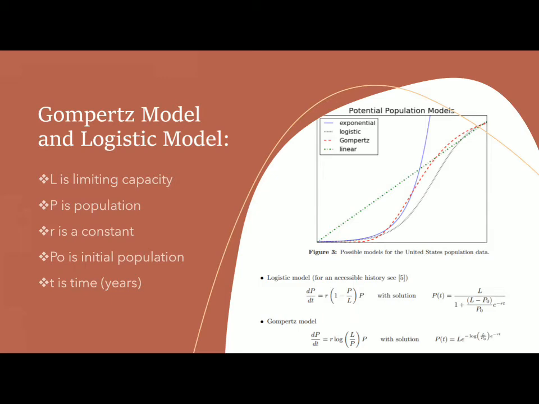R, in this situation, is a constant. P of 0 is the initial population, and T is time, which, as you can see from the bullet, we represent in years for this presentation. Before we get into the actual graphs, the equations we use, which you will see on the next few slides, are at the bottom right of this slide here. It's the P of T for both Gompertz and logistic model.